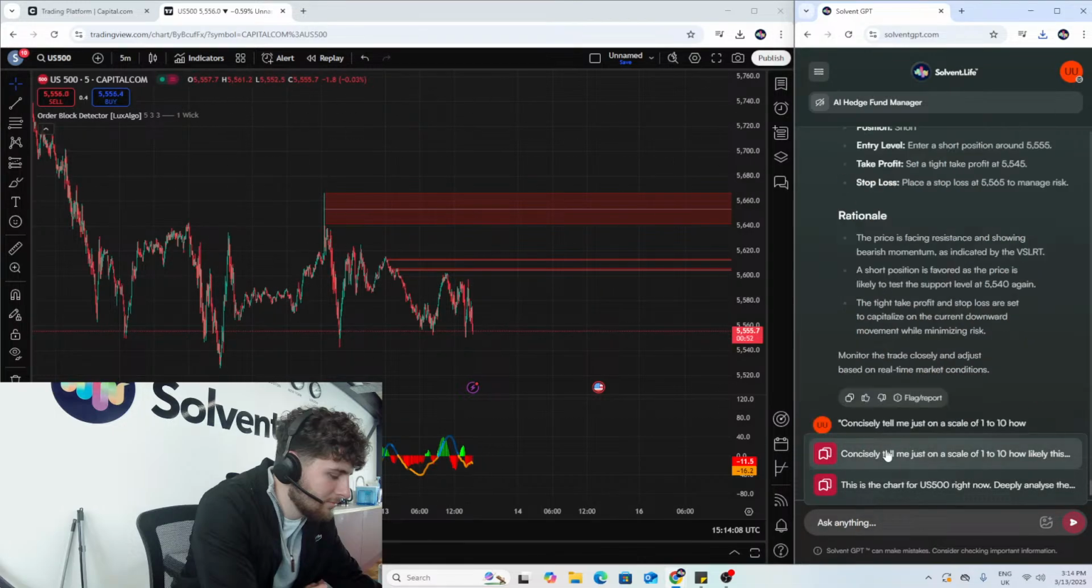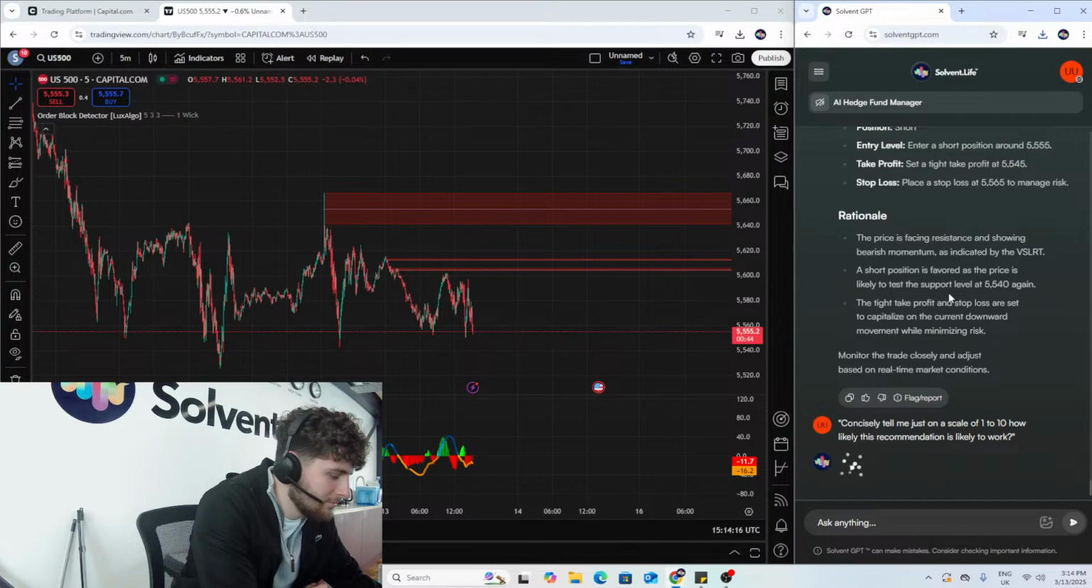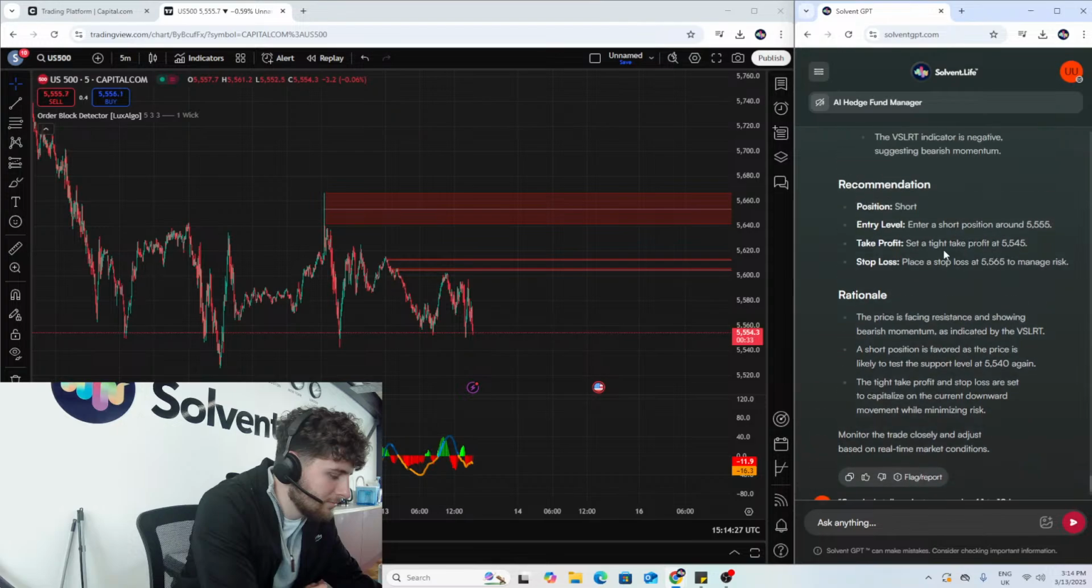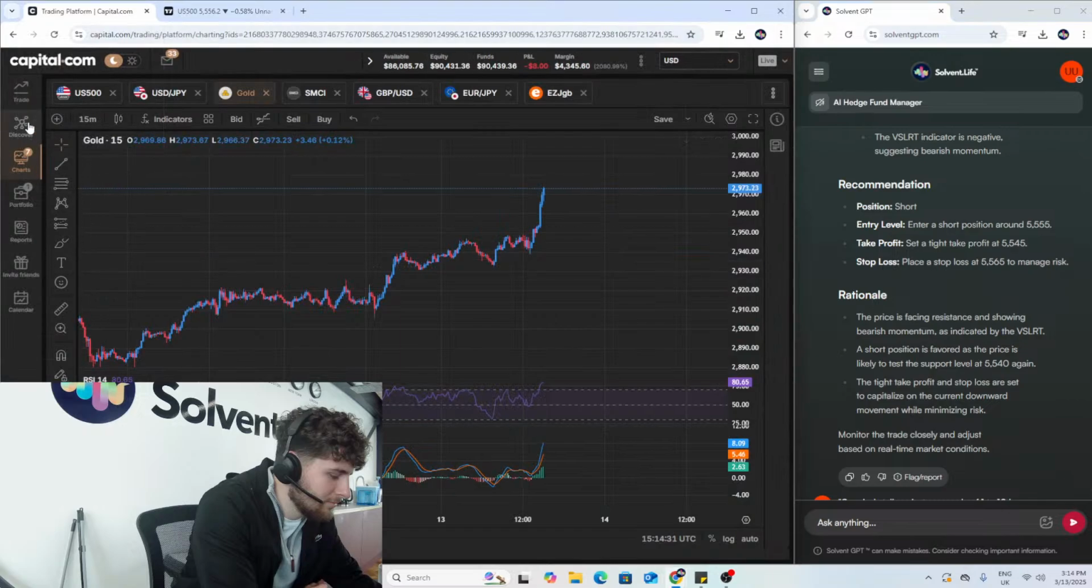We're going to ask for a confidence rating, and then potentially we could actually enter off of this. And we'll see how the market reacts and how price reacts as we ask this question. So we've been given a 7 out of 10. Yes, potentially this is something we can enter on. I think we'll go ahead and we'll take this trade.